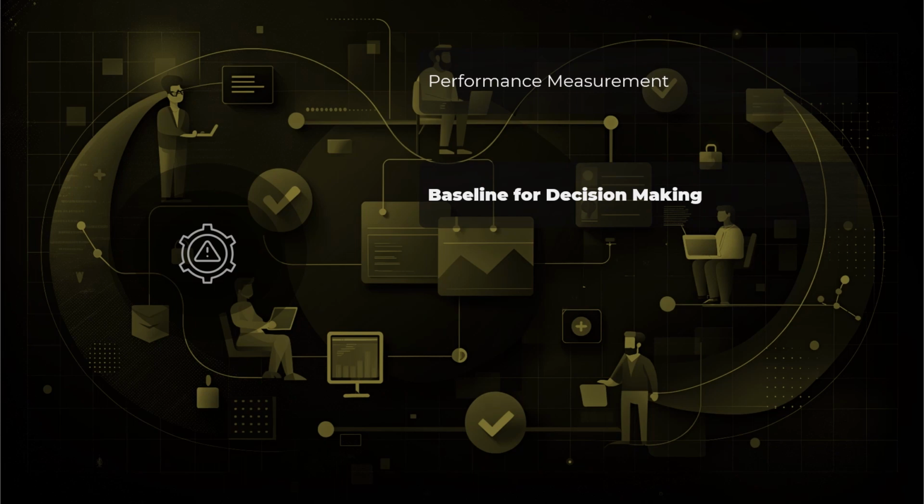Baseline for decision-making. Project baselines serve as a basis for making informed decisions throughout the project lifecycle. When faced with changes or deviations from the original plan, project managers can refer to the baselines to assess the impact on scope, schedule, and cost. Baselines help project managers evaluate the trade-offs and make decisions that align with the project's goals and constraints.